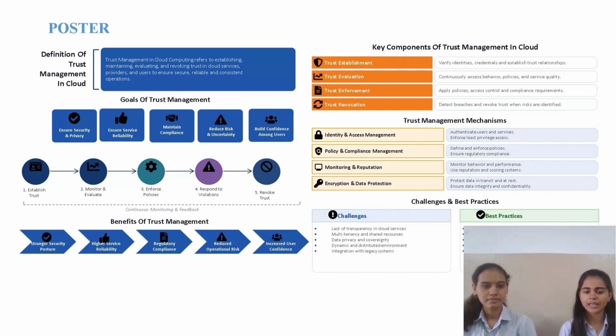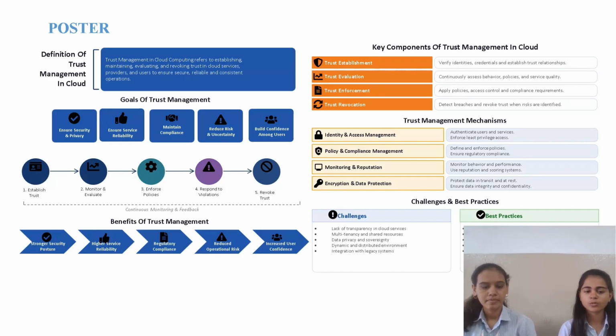Okay, third one is scalability. Cloud environments are massive, with millions of users and hundreds of services. Trust management automates and scales the policy enforcement, so you don't need a security team manually approving every access request.